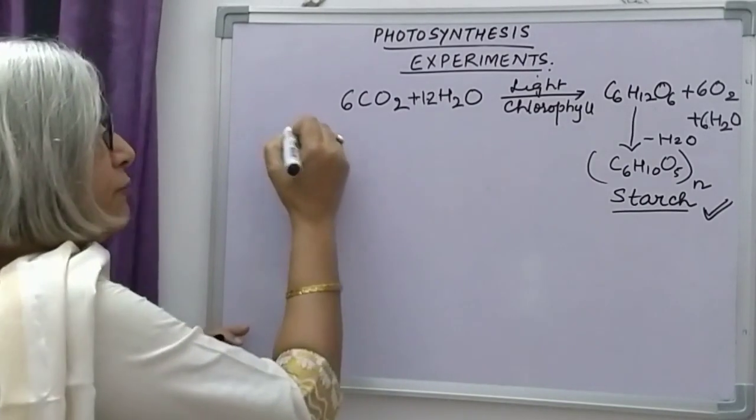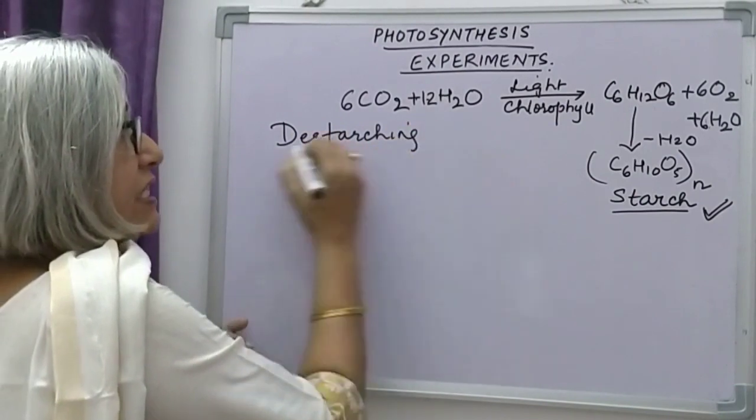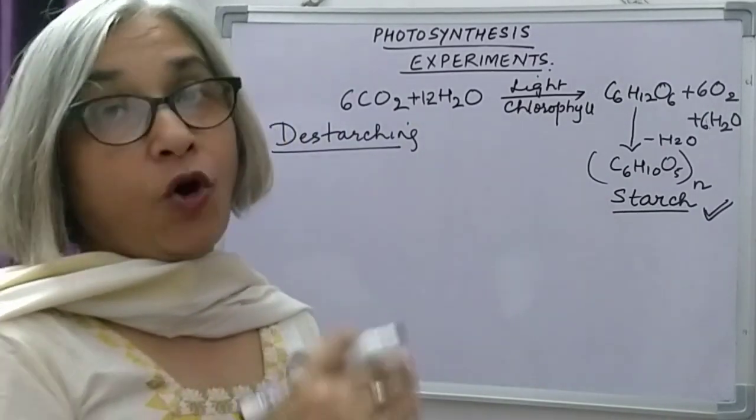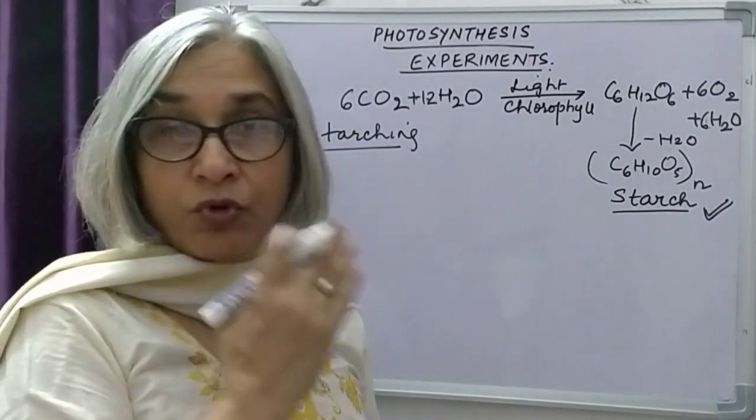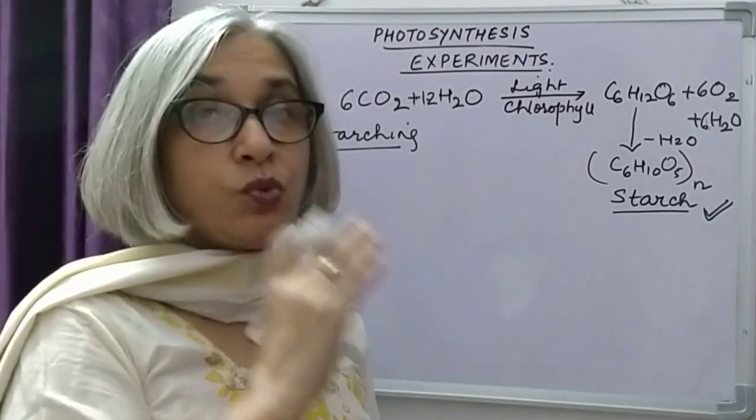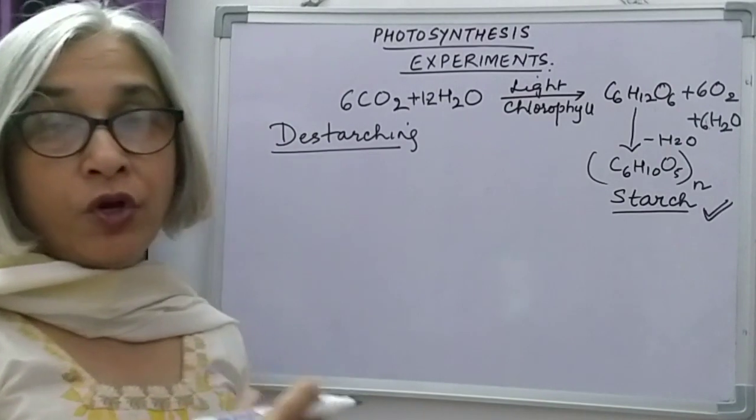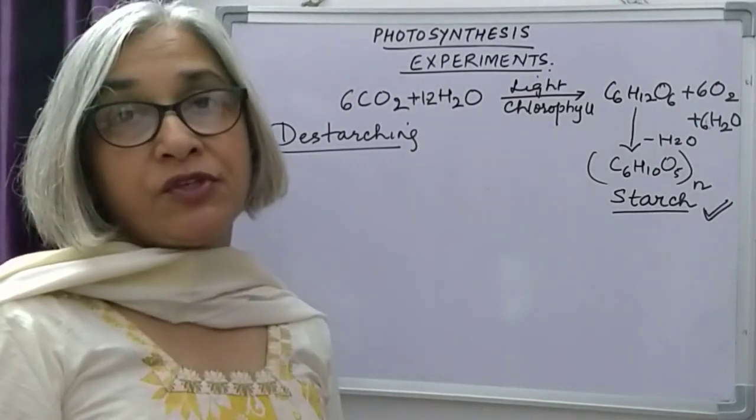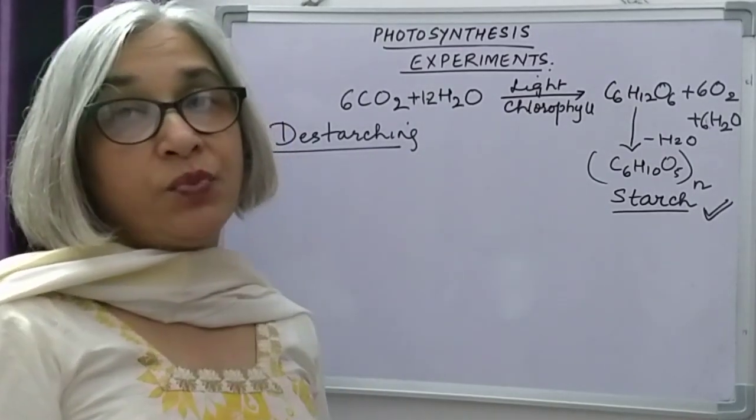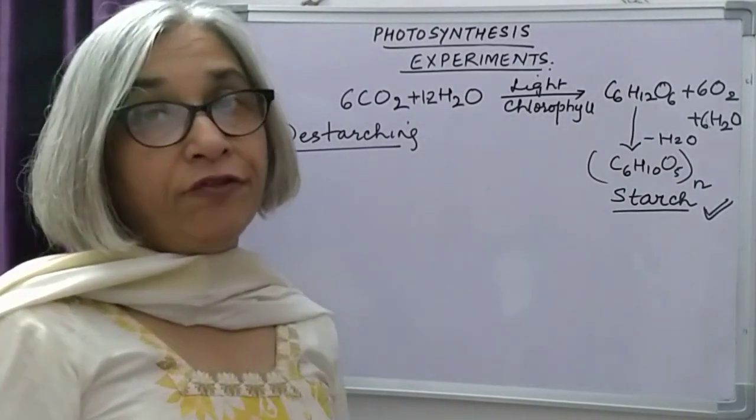So the first and foremost thing that we have to do is destarching, is to destarch a plant. Now D means removal of starch. Destarching means removal of starch. So this means that the starch which was prepared by the plant before the experiment has to be removed, so that when we test for the presence of starch, it is clear that we are testing the starch that has been prepared by the plant during the experiment that we have conducted.